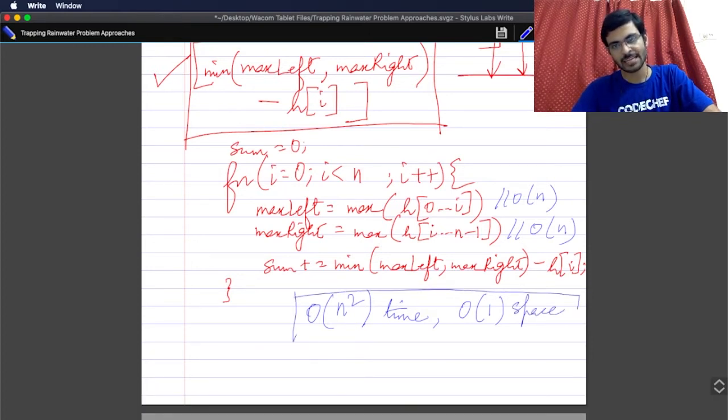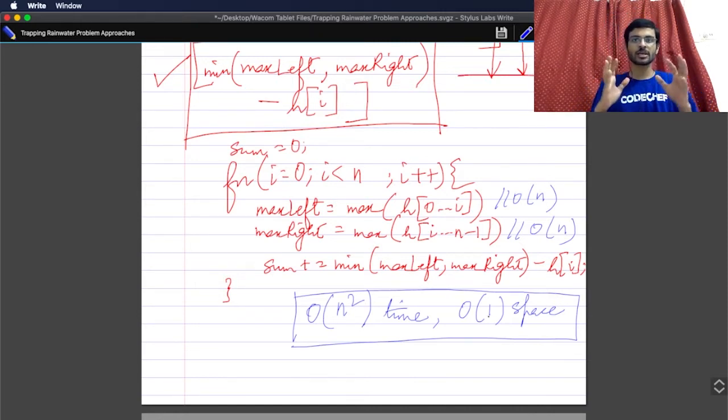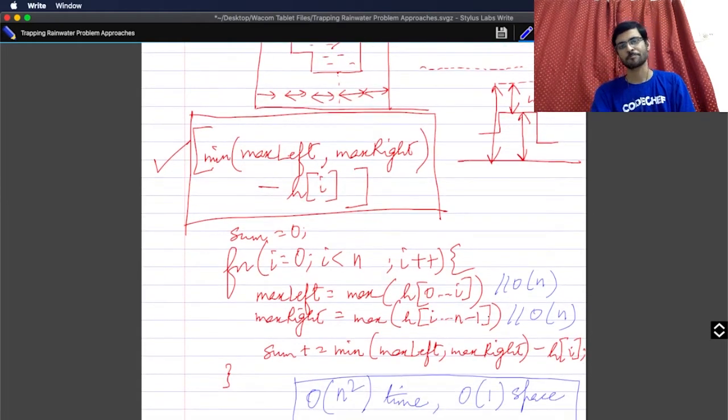See, we are not having any extra space. We are just storing this array. So when we say extra space, we only talk about the extra arrays that we are making, the extra variables that we are making, and so on. We can see that we are not making any arrays, so it's order 1 space. Makes sense? Yeah.